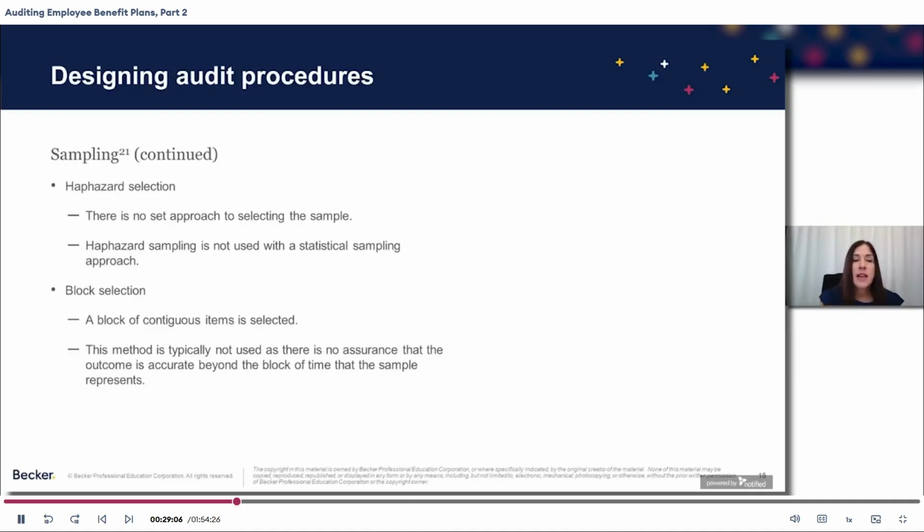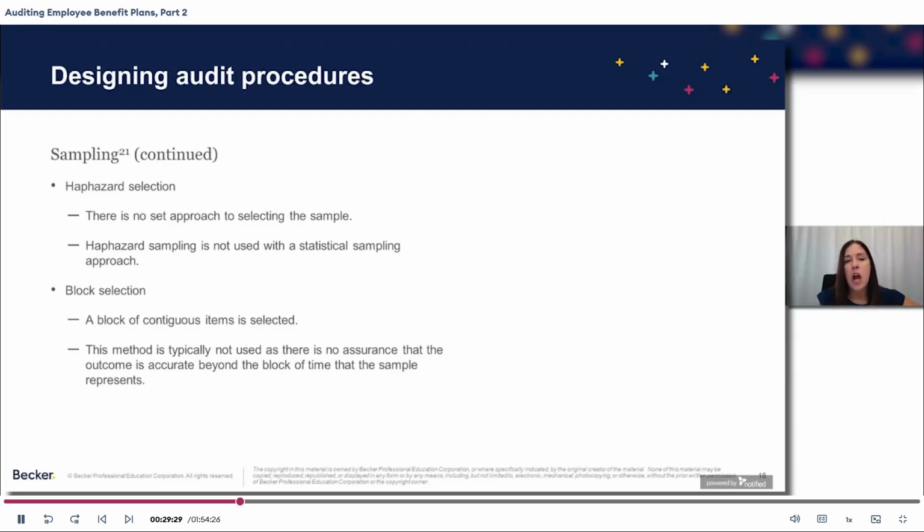And then block selection is the last one they have listed here. A block of contiguous items is selected, and this method is also typically not used as there's no assurance that the outcome is accurate beyond the block of time that the sample represents. So don't typically see block selection in an EBP audit either.